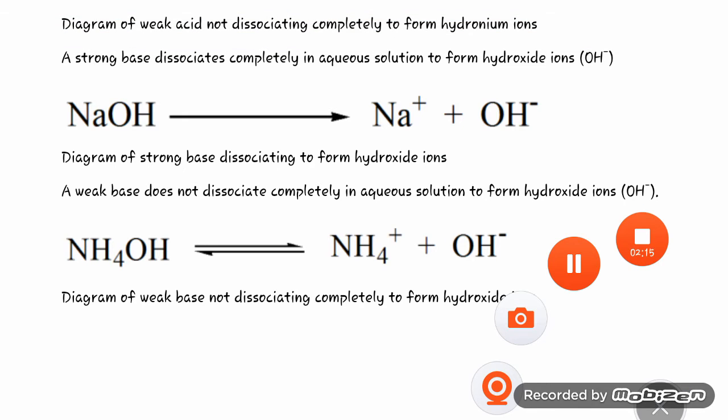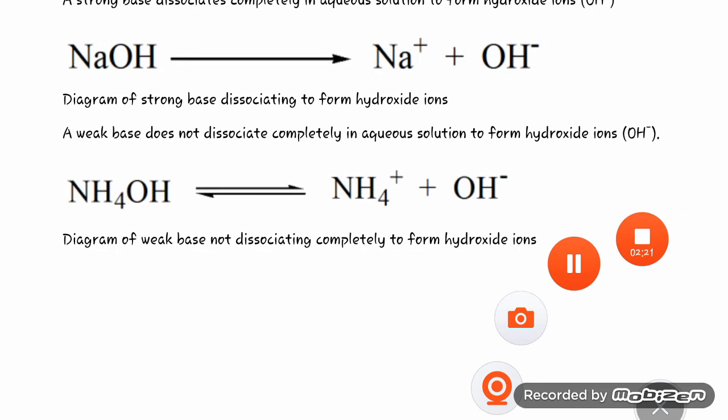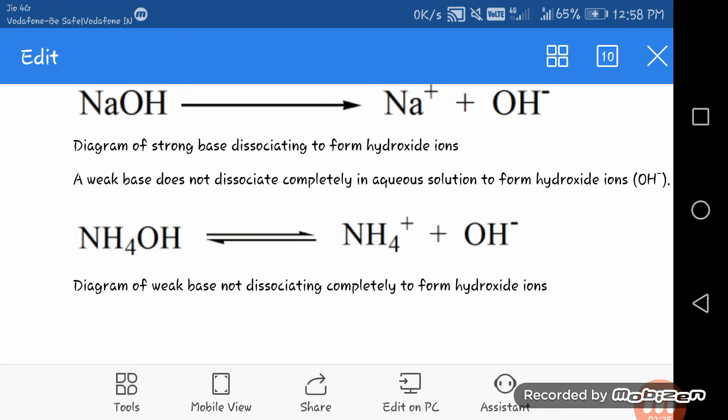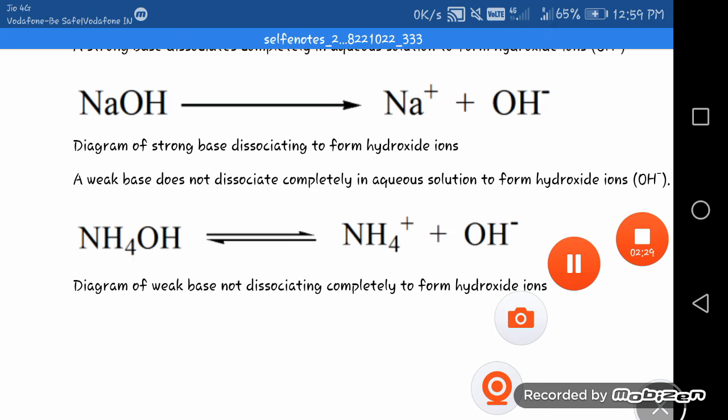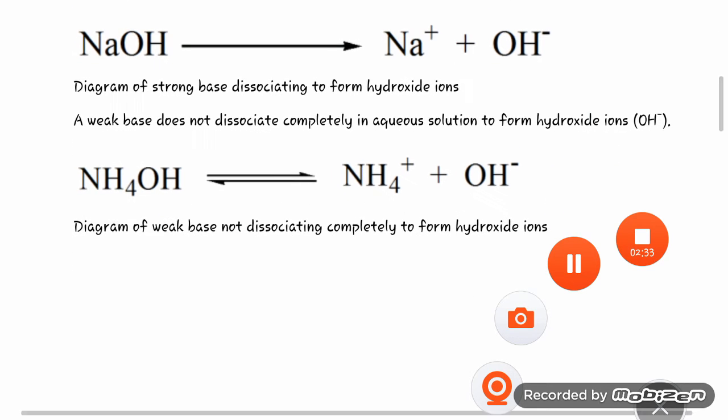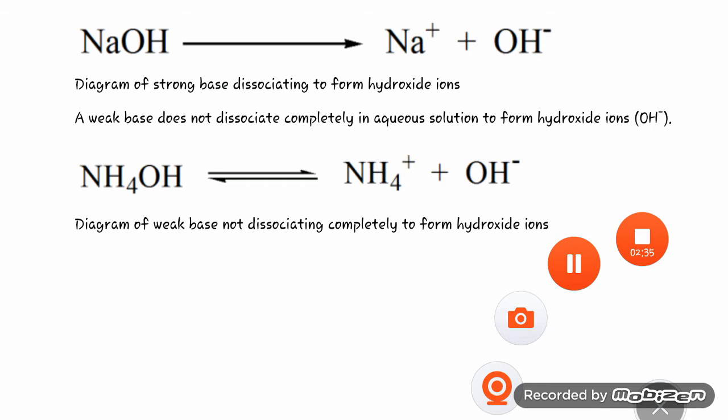A weak base does not dissociate completely in aqueous solution to form hydroxide ions. So NH4OH, the ammonium hydroxide solution here, is dissociated but not completely dissociated. So this reaction gives the weak base not dissociating completely to form the hydroxide ion.